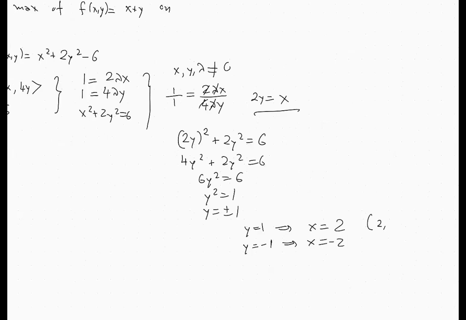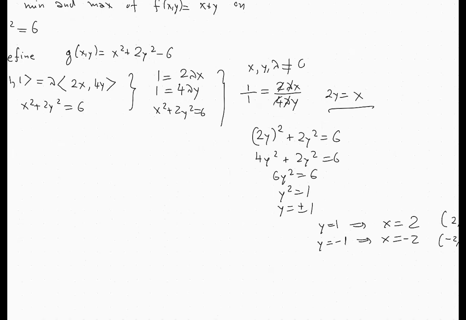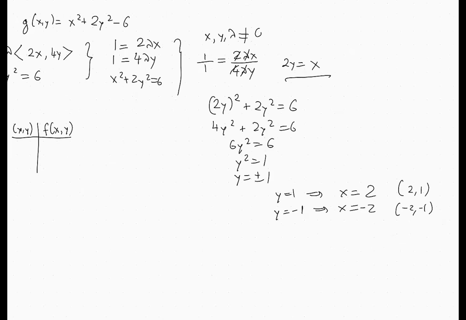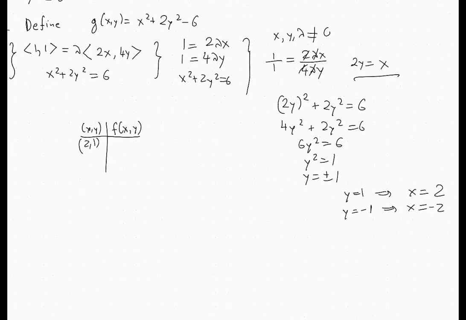Our function is guaranteed to have a minimum and a maximum because it's defined on a compact set, namely the ellipse. So if we evaluate the function at the only two candidates for extrema, not just local, global extrema, that we found, then that should give us the minimum and the maximum. So evaluate it at 2, 1, you will get 3. Evaluate it at negative 2, negative 1, that will give you negative 3. This is the maximum, and this is the minimum. And that completes this problem.